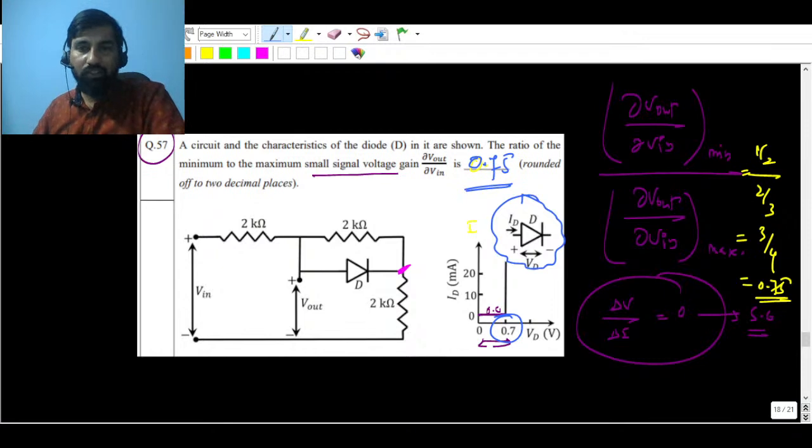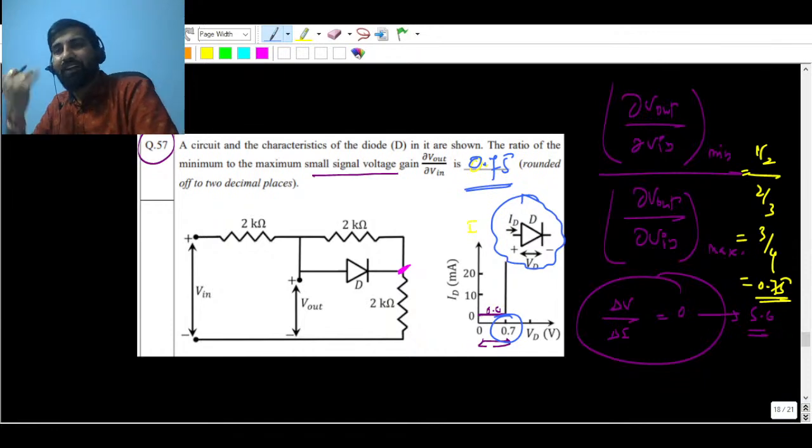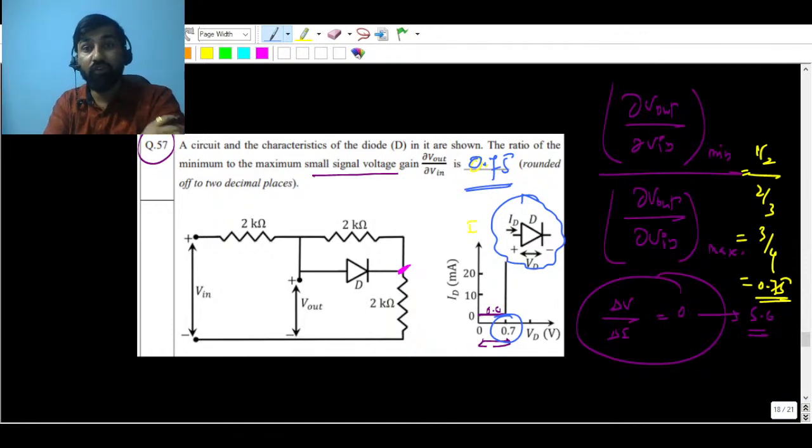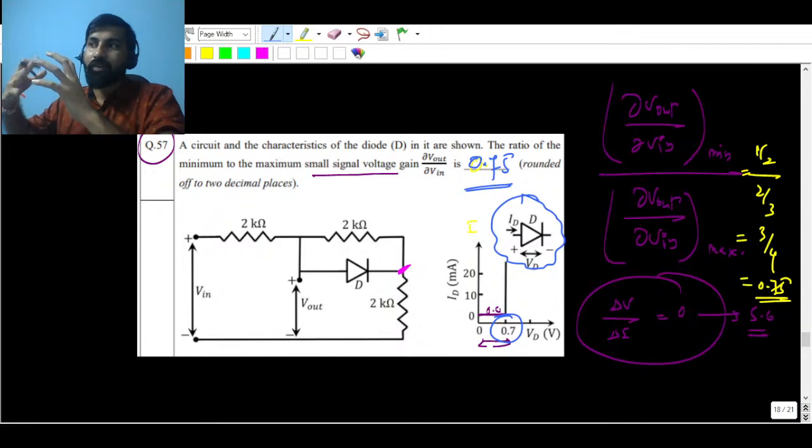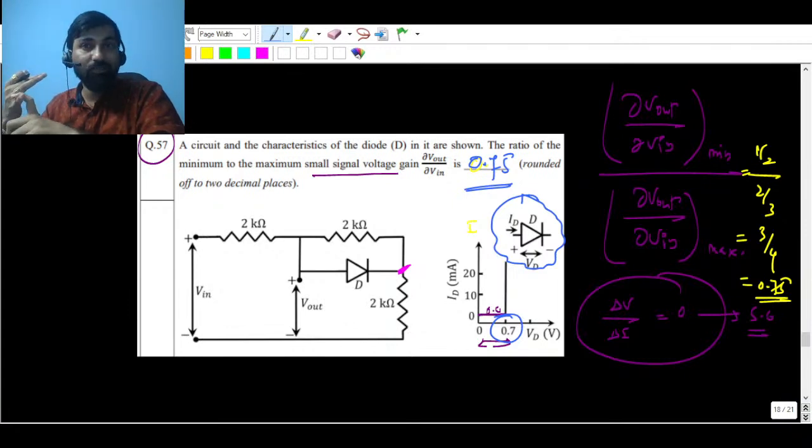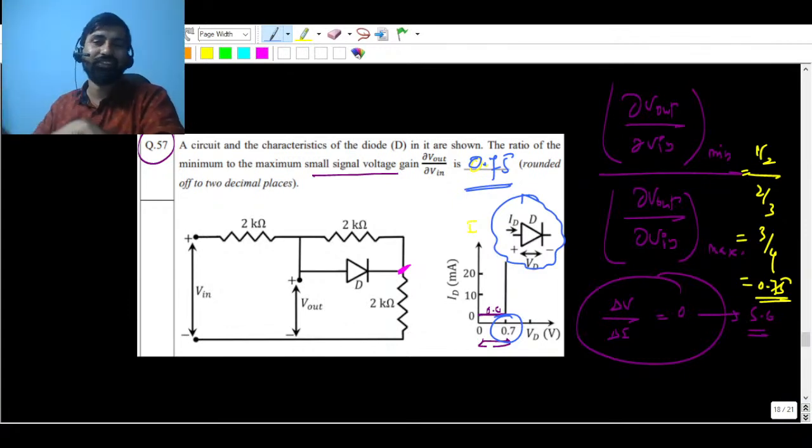I hope this solution is understood. This kind of question anyone can do from analog circuits within less amount of time, so that you can save more time for communication systems. In fact, I will also help you to solve communication systems within less amount of time, and devices and everything.